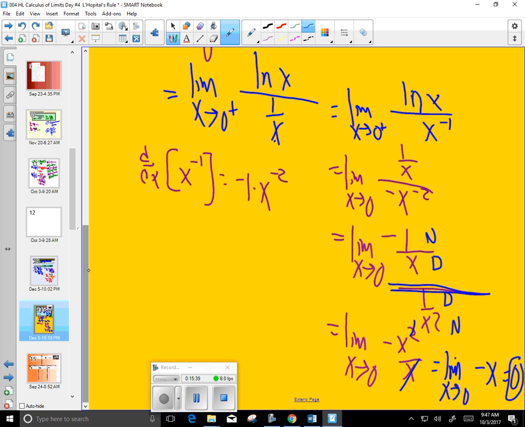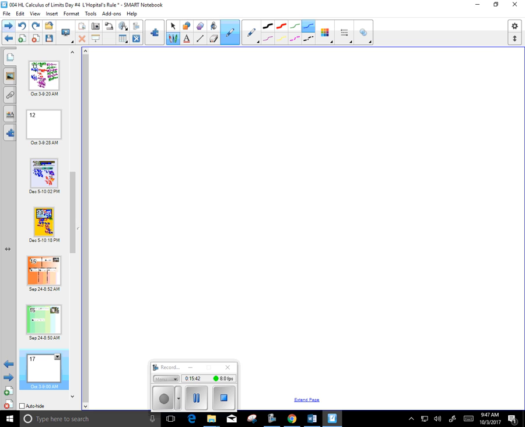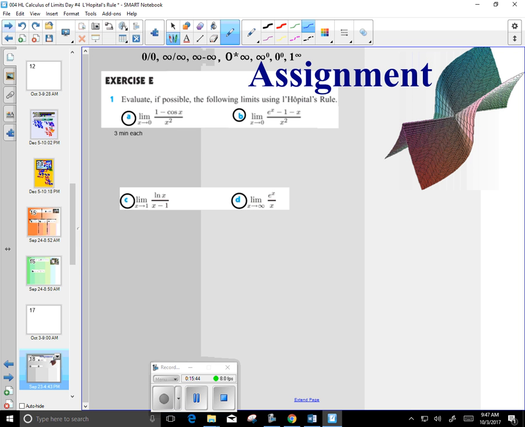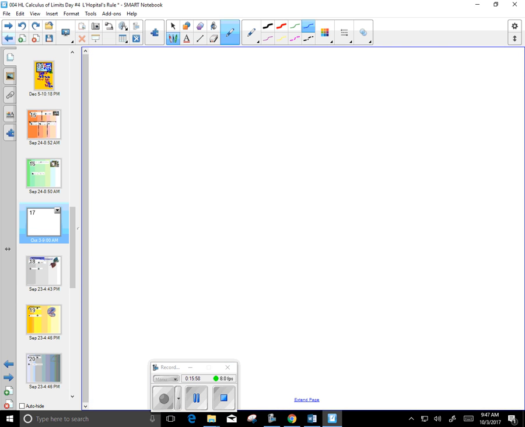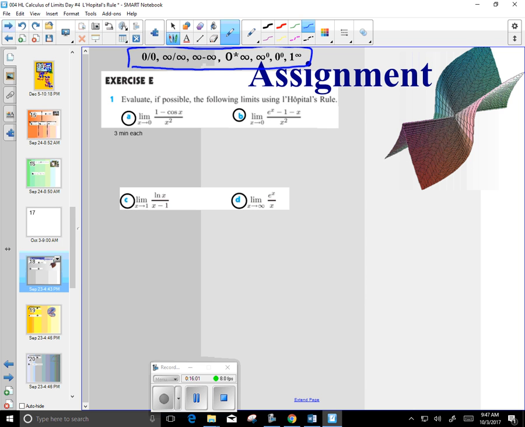I think that's enough to do. So we're going to move on down to the homework and just start plowing through these. Plug in first and see that you get an indeterminate form. I listed them at the top on each page, because I'm nice. Okay, and then label it. So this first one, limit as x approaches 0 of 1 minus the cosine of x over x squared. This is 1 minus 1 over 0. Is that an indeterminate form? Yep, and then you go from there.